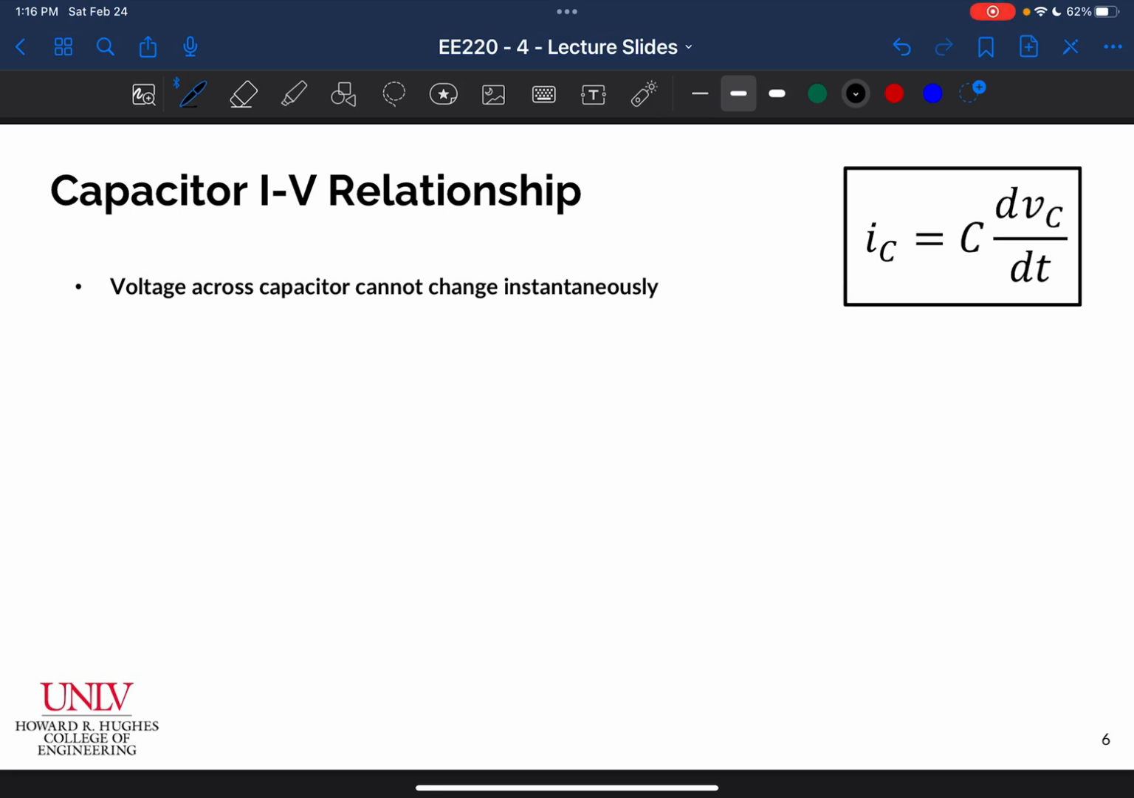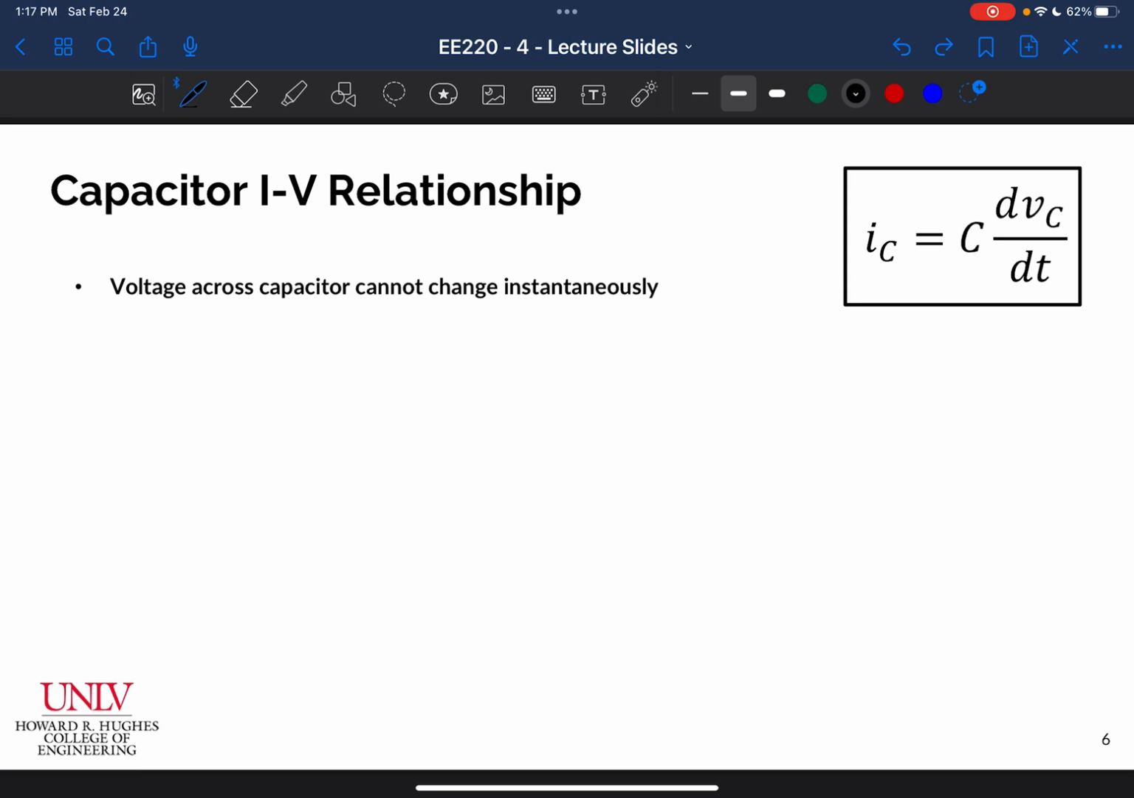All right, so now I'm going to talk about the current voltage, or IV, relationship for a capacitor. You can see it up here in the top right corner. Basically, capacitors have a derivative in their IV relationship, similarly to inductors. Inductors also have an integral in their IV relationship, which obviously brings calculus into our analysis of circuits now. We won't really get into that much in this class, maybe a little bit later.